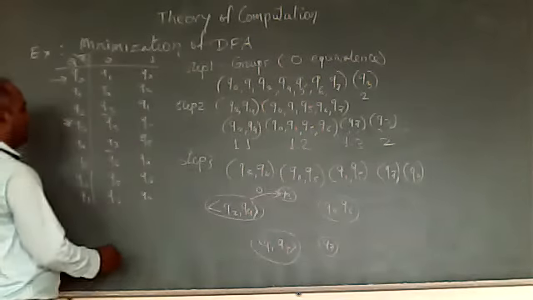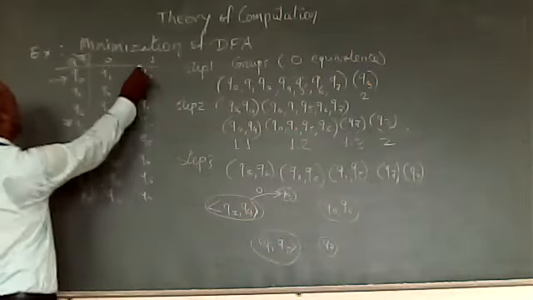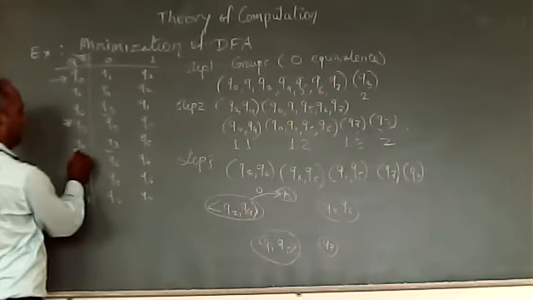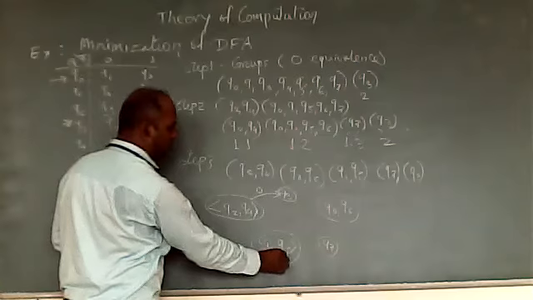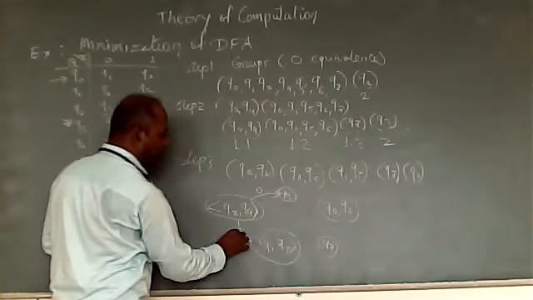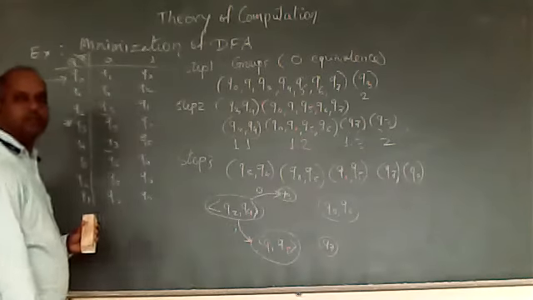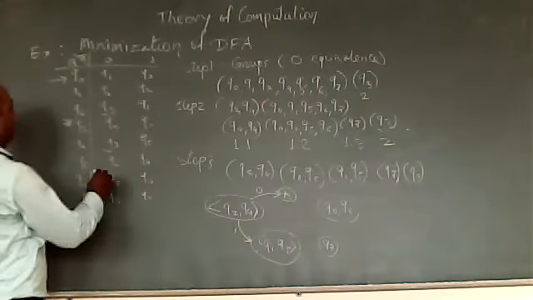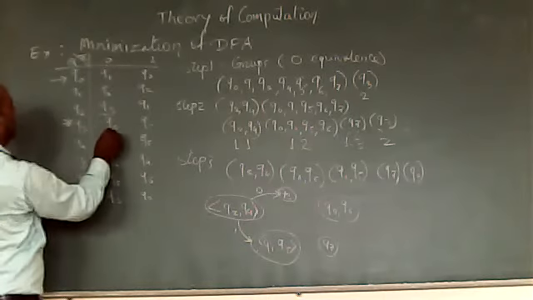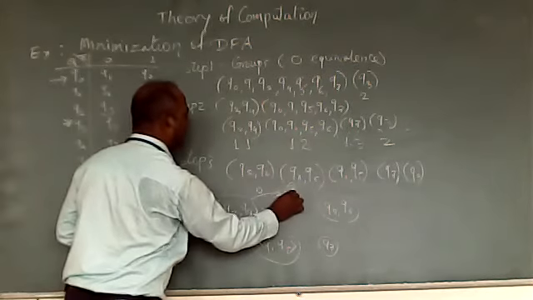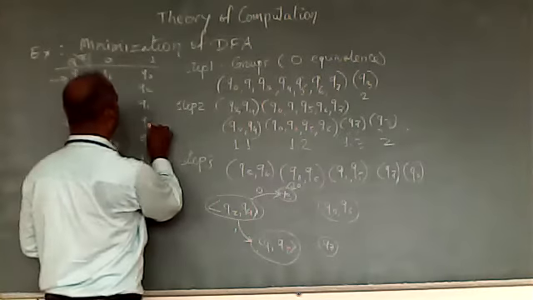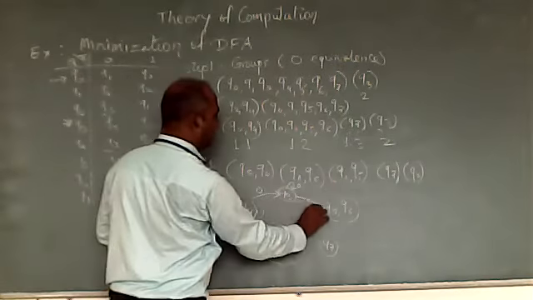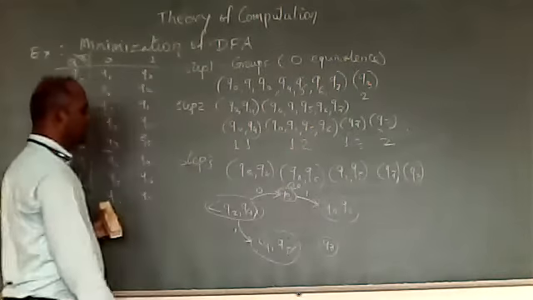Okay. For the 1 transition, Q2 goes to Q1 and Q4 goes to Q5. Q1 and Q5 are both in the same group, so the 1 transition will be here. Now Q3 with 0 transition goes to Q3 itself. With 1 transition, it is going to Q0, so Q0 is here on the 1 transition.